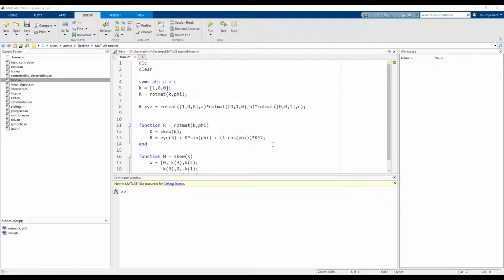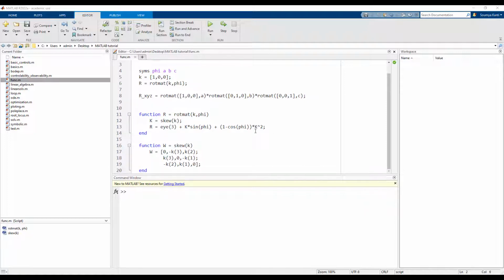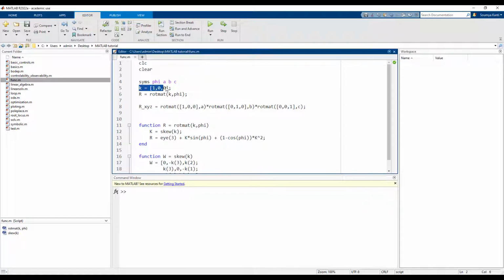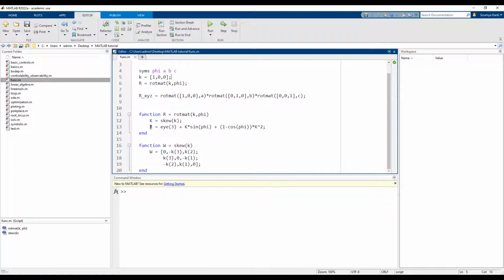Okay, so here I'm giving an example of the Rodrigues rotation formula. Suppose I want a function which will give out the rotation matrix if I provide the axis and the angle of rotation. Here I am doing it in symbolic form. k I am specifying as, suppose, the x-axis, so this is 1 0 0, and the angle of rotation is phi. So this is how I will define the function.